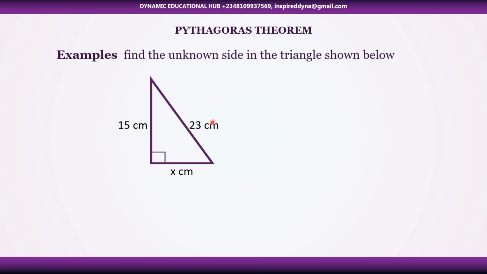Now we've seen how we can apply Pythagoras theorem, after we've proven Pythagoras theorem, to find the third side of a right angle triangle.